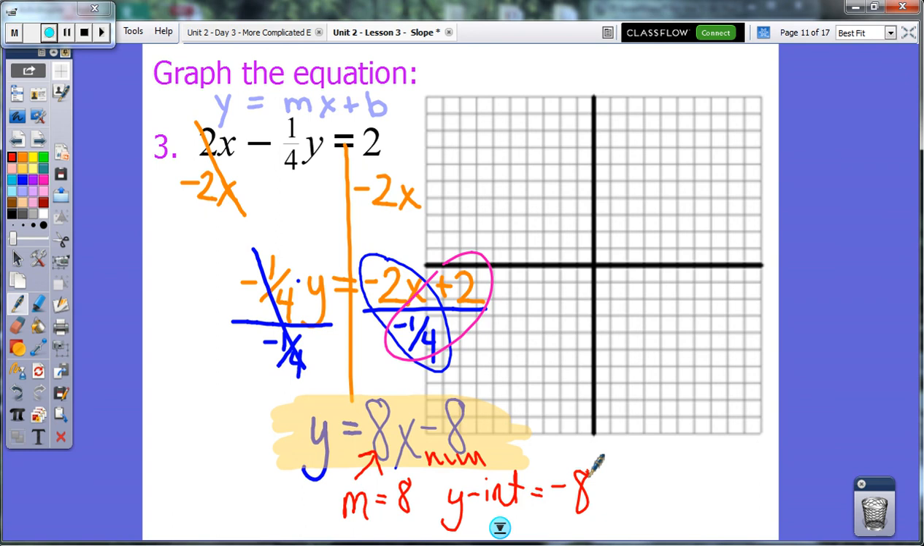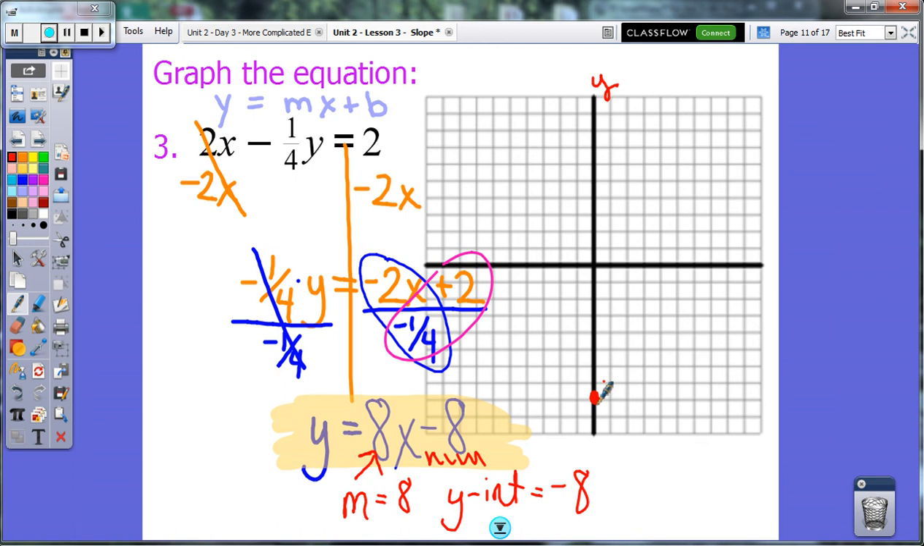Okay, so where do I start? Yes, I start with the y-intercept. So the y-intercept's negative 8, so I'm going to start in the middle and count down 8 spots. 1, 2, 3, 4, 5, 6, 7, 8. And there's my y-intercept. Now from that spot, I have to rise over run.